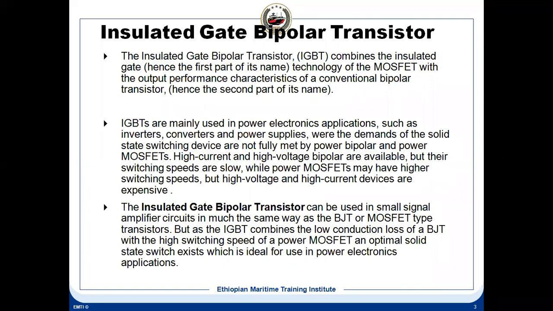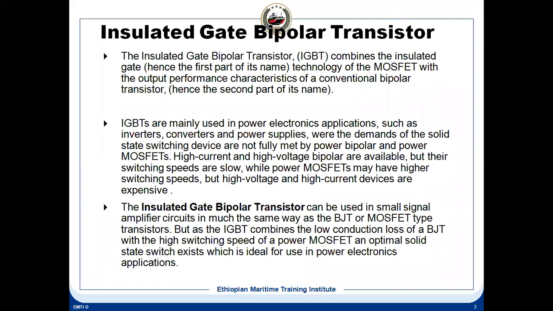So IGBT is mainly used in power electronics. Power electronic applications like inverters, converters, power supplies, etc., we are using these IGBTs. They are solid state switching devices. The first thing is that they are solid state switching devices. They are all switches, like switching devices.